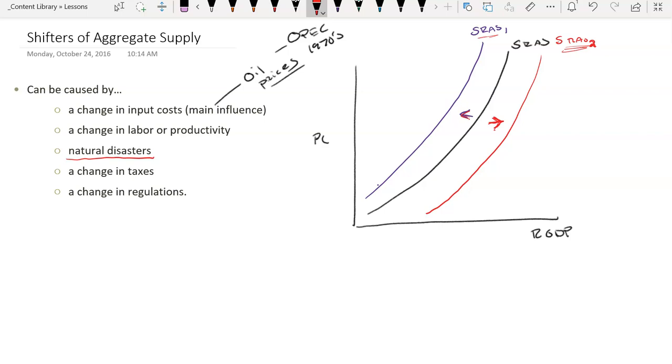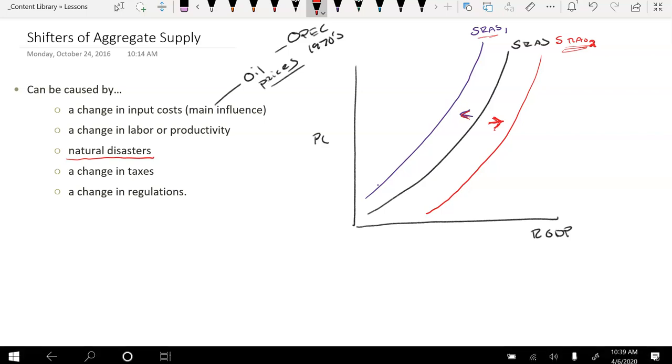in your supply curve. If we jack taxes back up, then that's going to redirect resources away from production and towards the government, which doesn't allow them to produce as much, which causes a short run aggregate supply curve shift to the left. And the last one, a change in regulations.